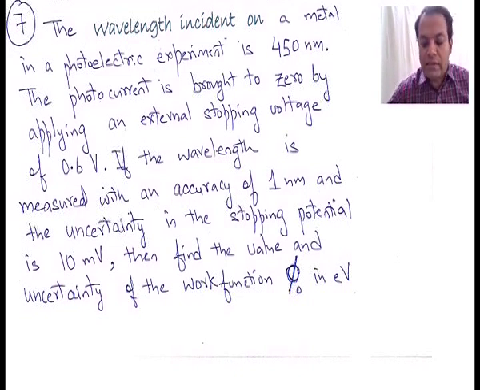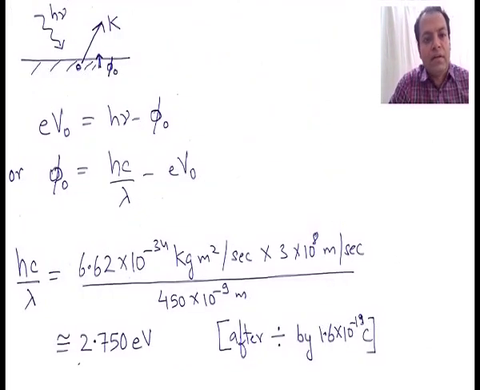Let us look at the solution of this problem. Here is a schematic. You have electromagnetic radiation which is incident, h nu, and the electron overcomes the work function, which is phi naught, and then it leaves with a kinetic energy K, but you can apply a voltage to stop these electrons, and that voltage is V naught. So from conservation of energy, you would write e times V naught is h nu minus phi naught.